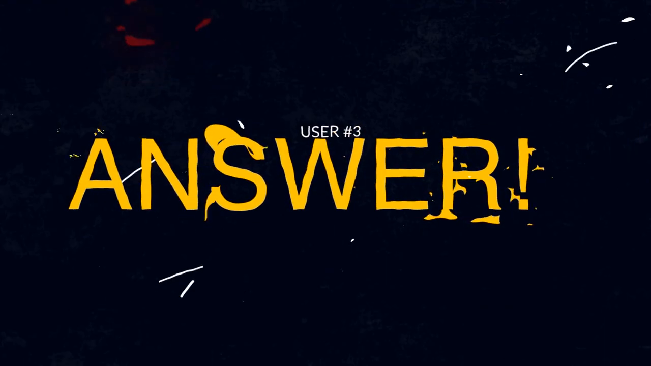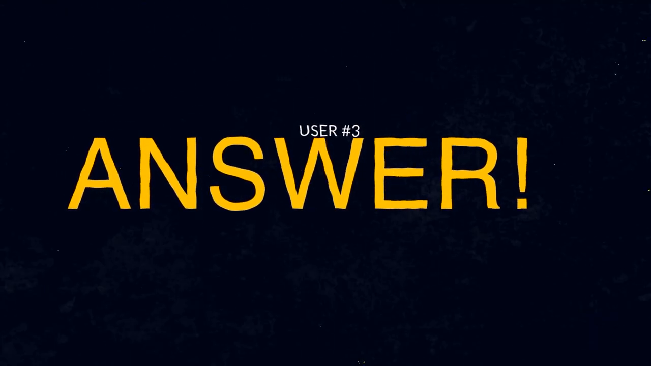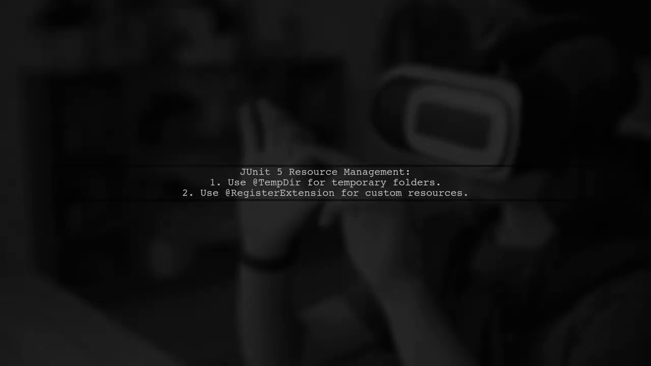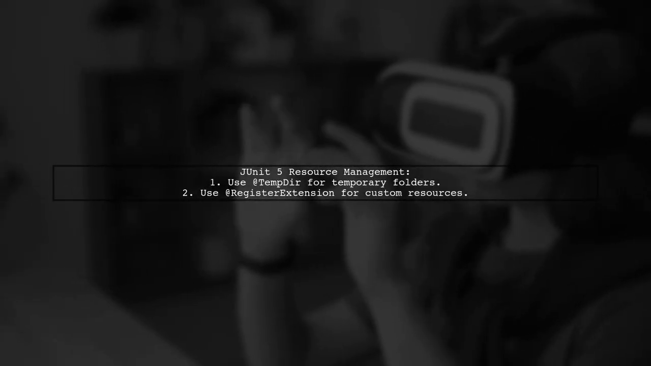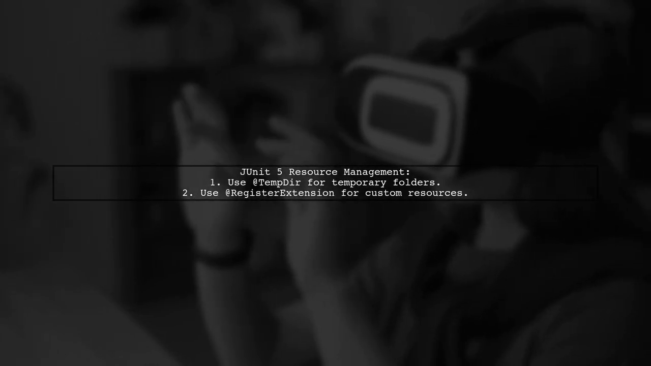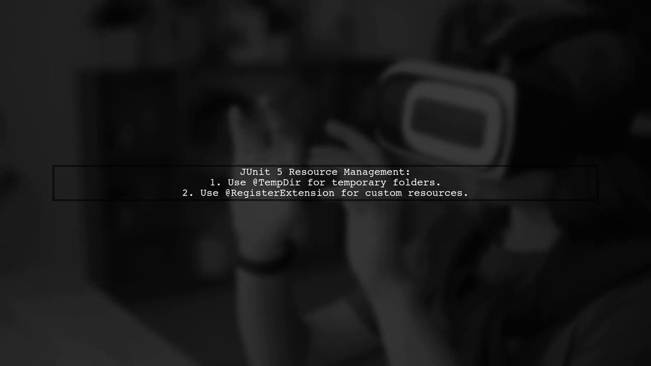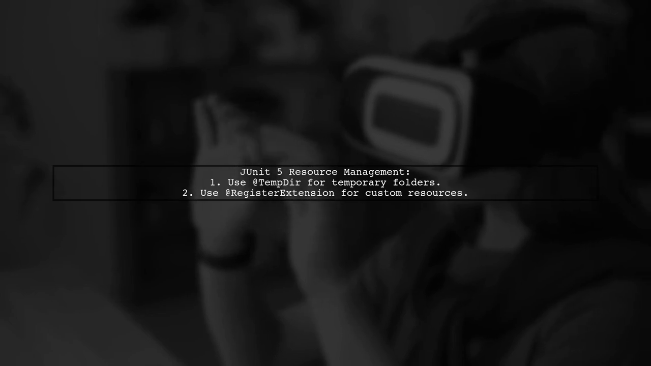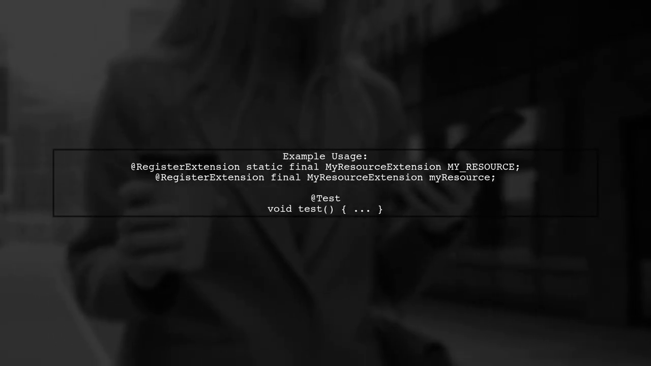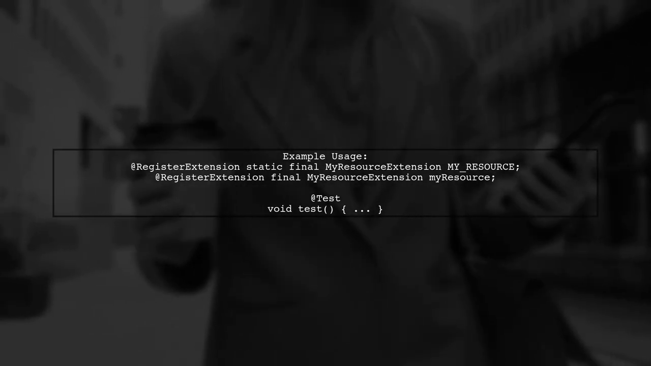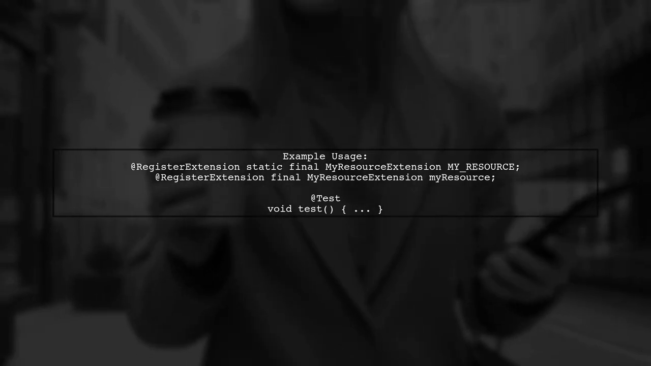Let's now look at another user-suggested answer. In JUnit 5, the equivalent of TemporaryFolder is the @TempDir annotation. For ExternalResource, you can use the @RegisterExtension annotation to manage custom resources like mock databases or HTTP connections. Here's an example of using @RegisterExtension. You can define a static resource shared across all tests and a non-static resource for individual tests.